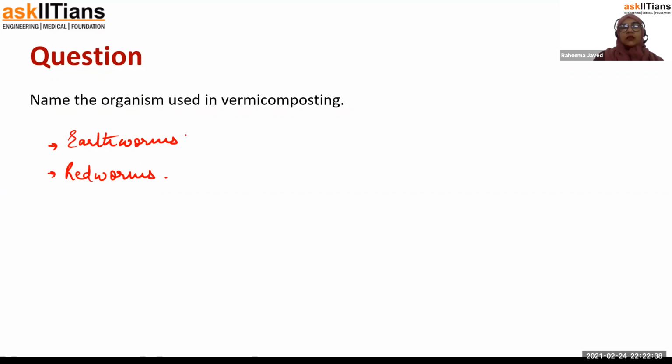Earthworm is basically an annelid. It belongs to this category of animals which are segmented worms. So the name of the group is Annelida.